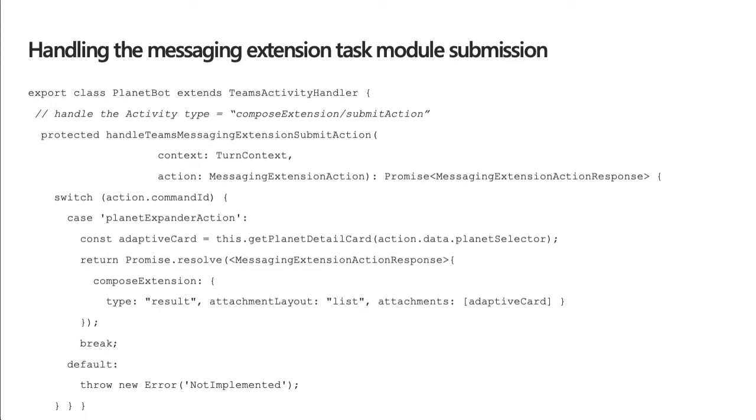Now, when a user submits the messaging extension task module, the bot framework will send another activity object to your web service of type composeExtension/submitAction with the command ID and the parameters that you set. You have multiple options when receiving this message. You can have no response, where you don't respond with any feedback to the user, such as when the submission triggers a long-running action. You can respond with another task module that can be used as part of a multi-step interaction.